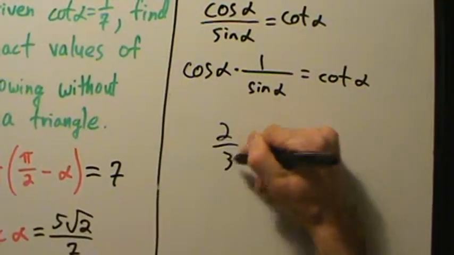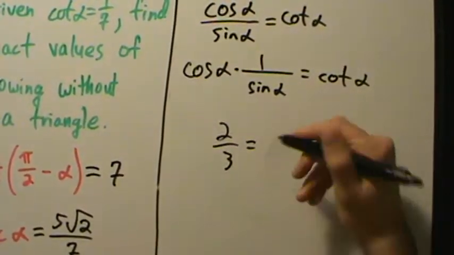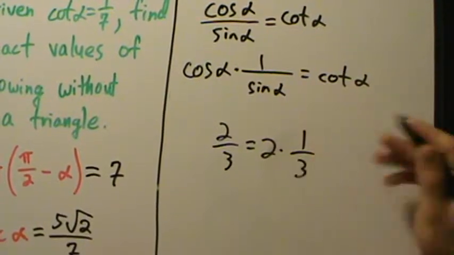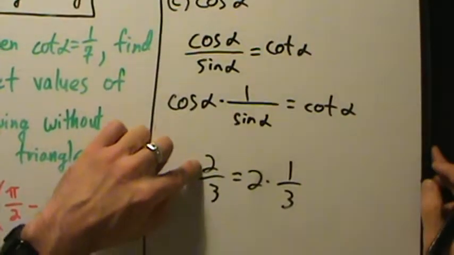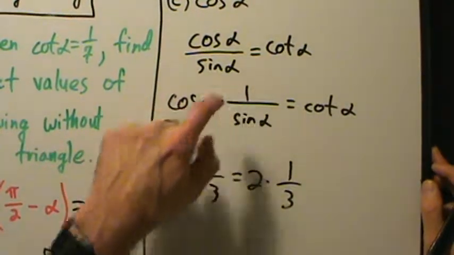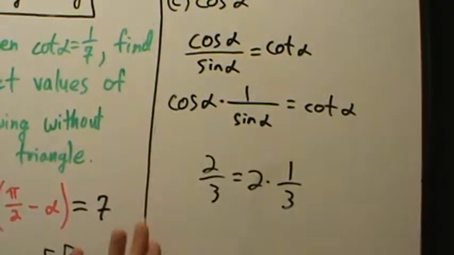Just like 2/3 is the same thing as 2 times 1 over 3. So you can just pull the numerator off the top there and leave it off to the side, and you'll have a 1 left over. That's the only thing we're doing over here.